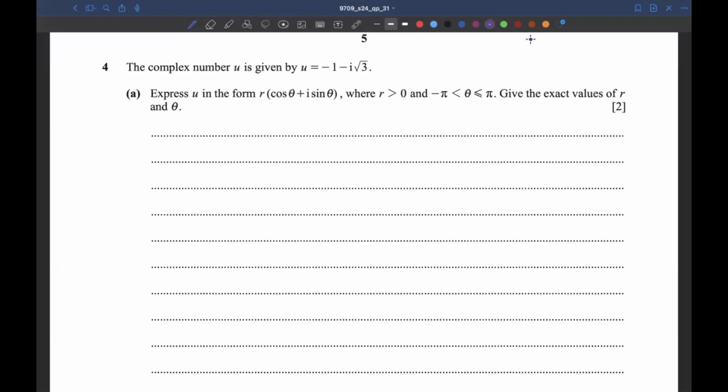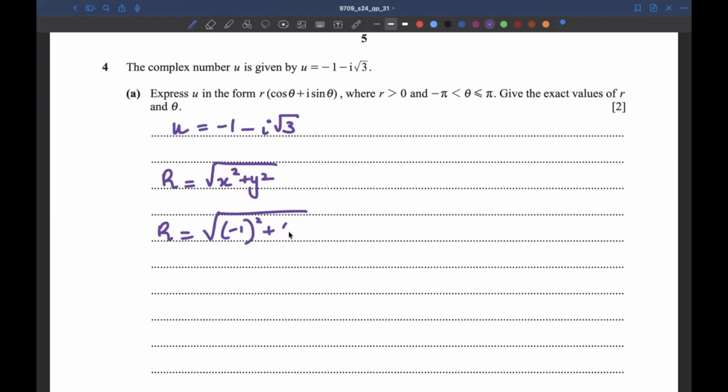In question 4, the complex number u is given by u equals to -1 minus iota root 3. In part A, we have to express u in the form r cos theta plus iota sine theta, and we have to give the exact values of r and theta. Now, if a complex number is given as u is equal to -1 minus iota root 3, so in the first step, r is equal to square root of x squared plus y squared. So r will be equal to square root of -1 squared plus negative root 3 whole squared. Now, this will be equal to 1 plus 3. So the value of r will be square root of 4, which is equal to 2.